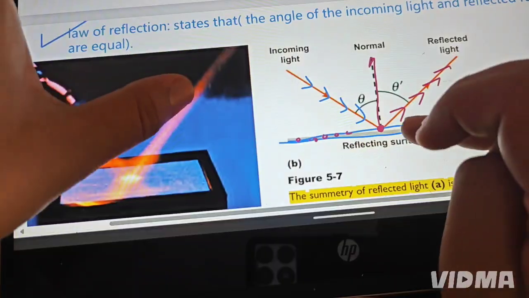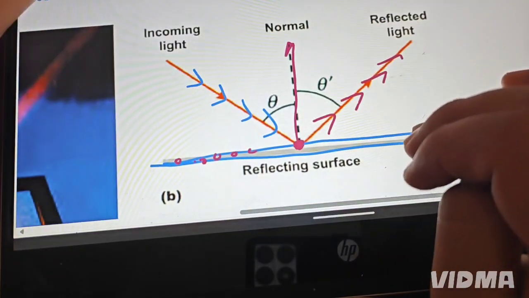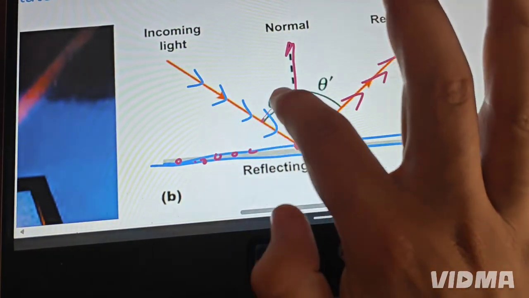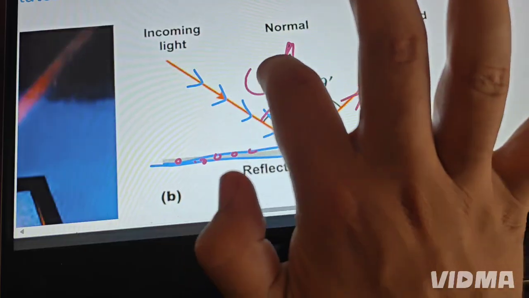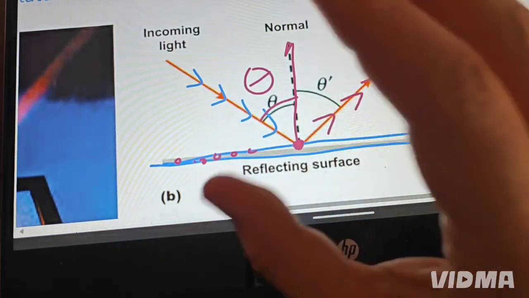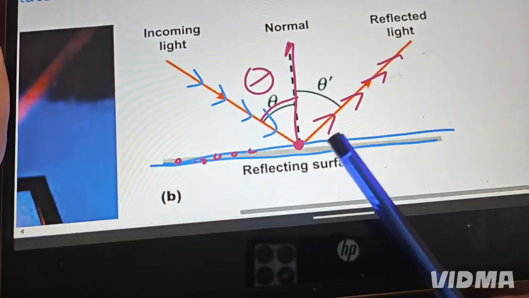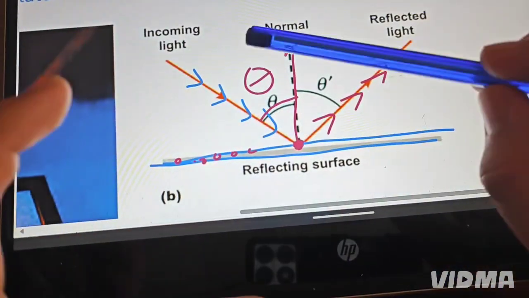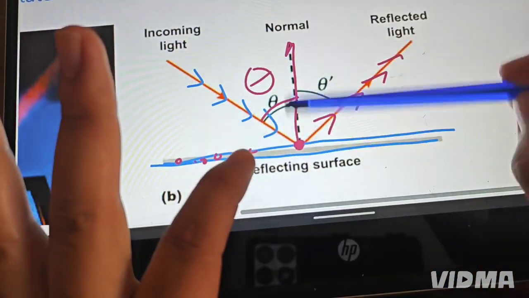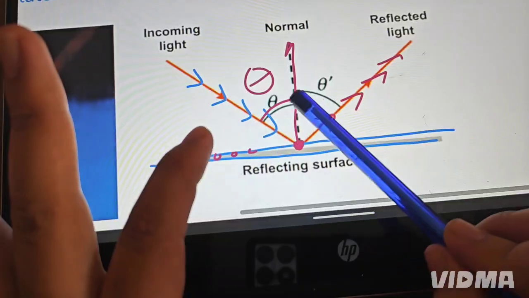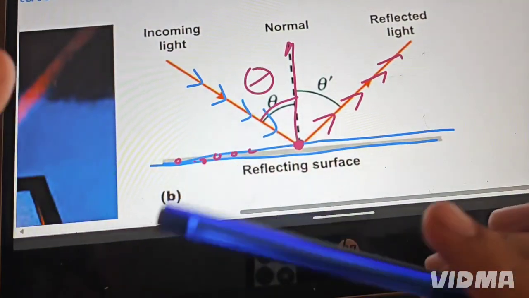Angle of incidence. Look, this is called the angle of incidence. This angle, this theta, is called the angle of incidence of the light. When the incoming light comes in that direction, it hits this surface. This is the incoming light and this is the normal line. Between them there is an angle. This angle is called the angle of incidence.